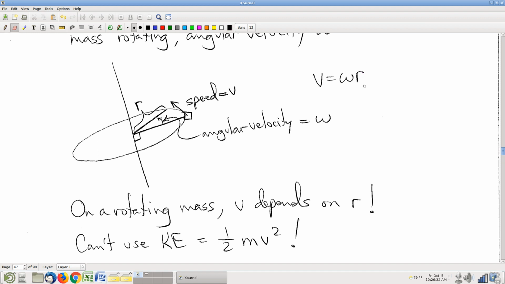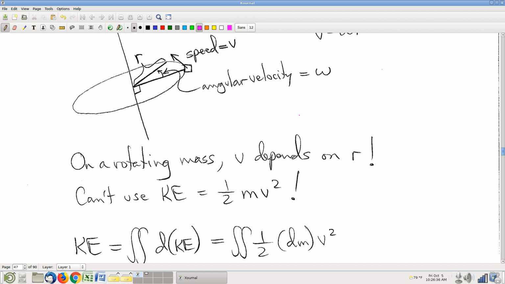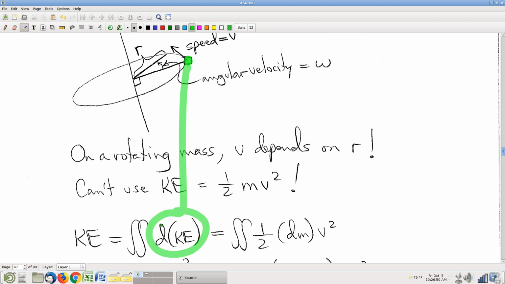So here's the big idea. Take some little piece of mass. Let me go back to a little piece of mass right there. How much kinetic energy does that little piece of mass have? If I add up all those little pieces of energy over the entire solid, that's going to give you the total kinetic energy.